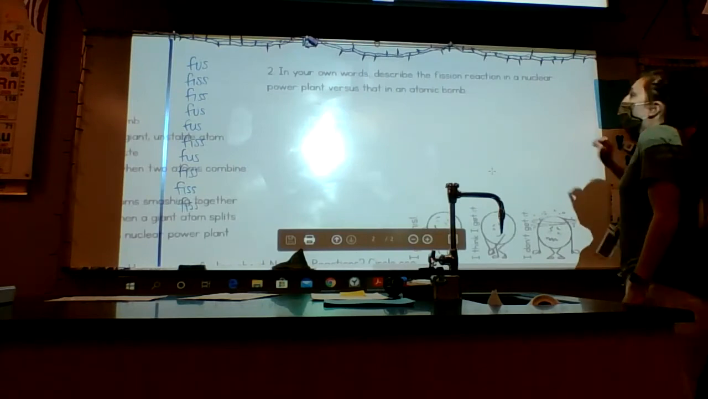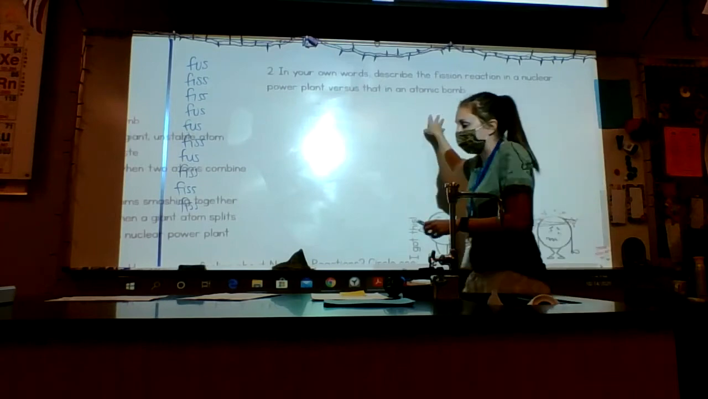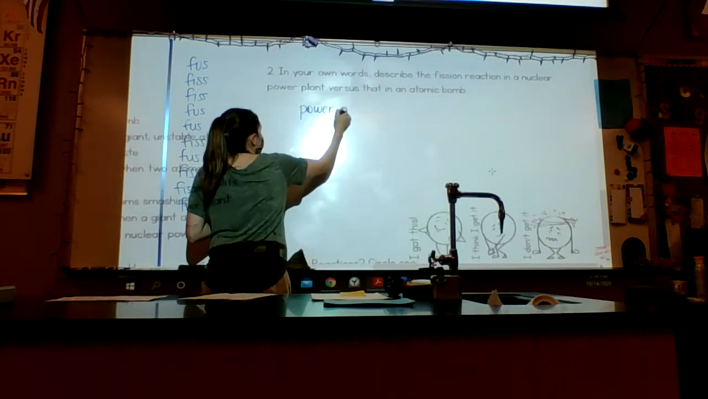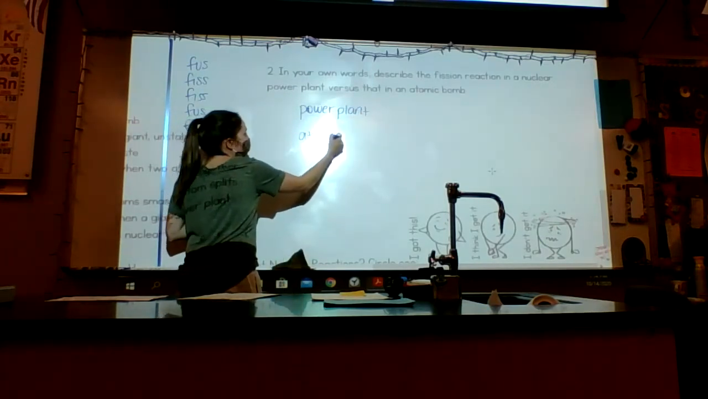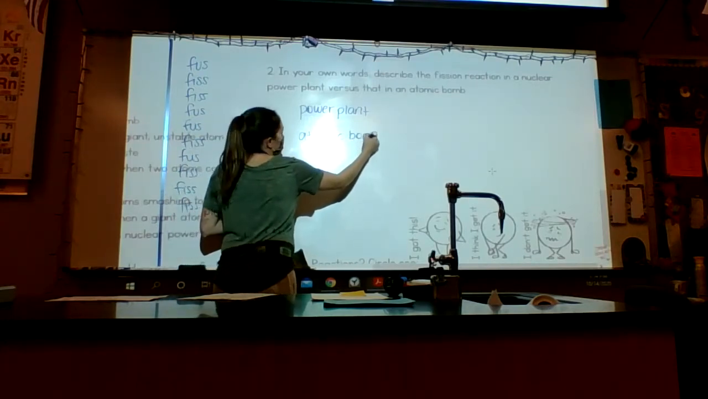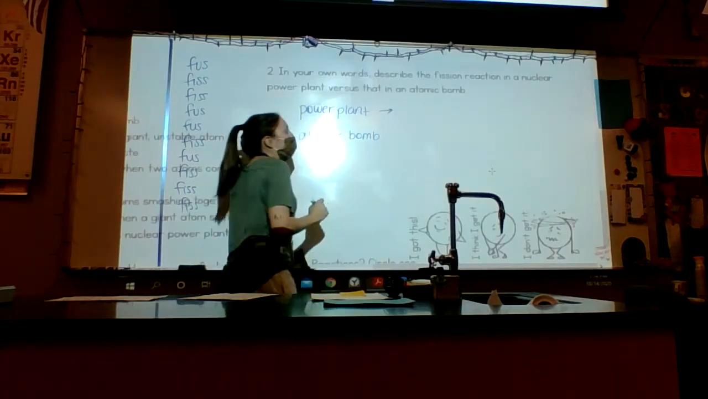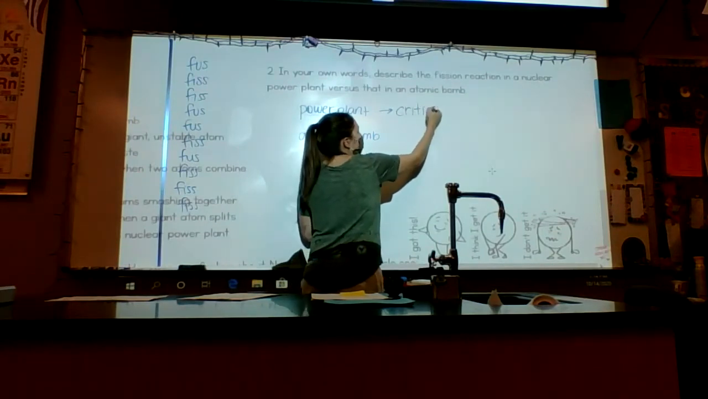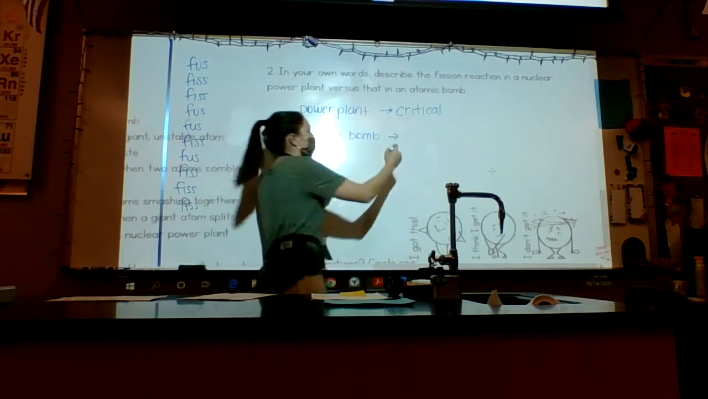Alright, let's remember a couple things we talked about yesterday. In your own words, describe the fission reaction that occurs in nuclear power plants versus that in an atomic bomb. So I have a power plant, and I have an atomic bomb. What's the difference? Power plants are more controlled. Power plants use the critical chain reaction, which is slower, so it's easier to control. Atomic bomb uses what? Supercritical, yes.